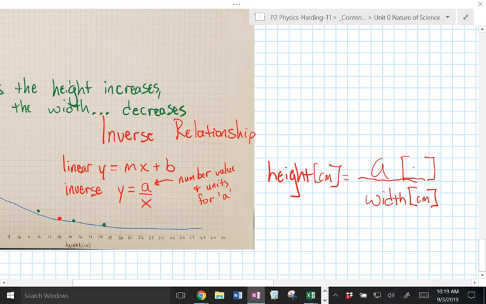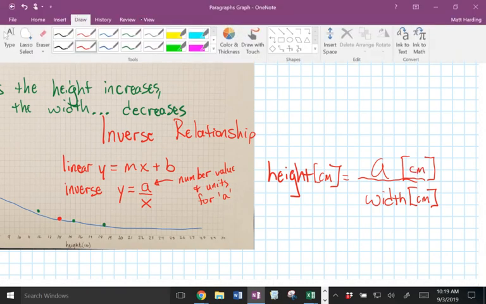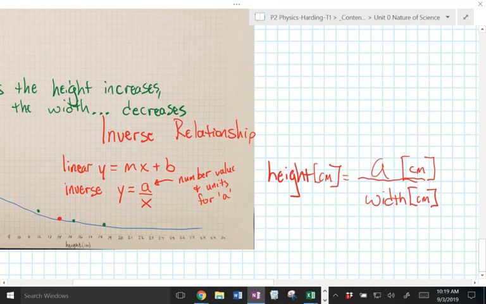What does this need to be? If I put centimeters there, I'm going to have centimeters over centimeters. What's going to happen? Centimeters over centimeters? It's just going to cancel, right? So what do I have to have up top so after I cancel, I would still have centimeters? Run that by your neighbor real quick.